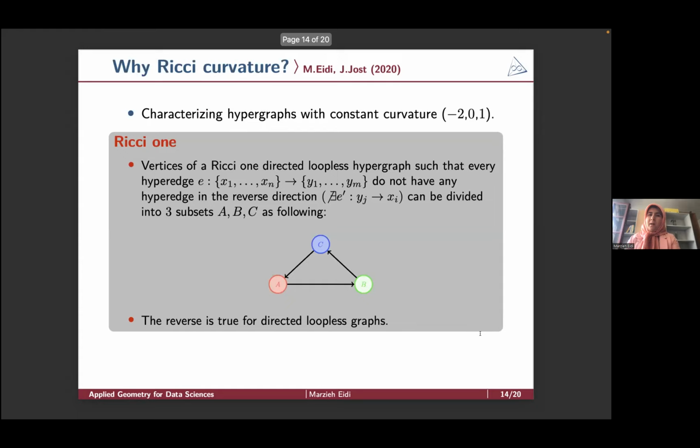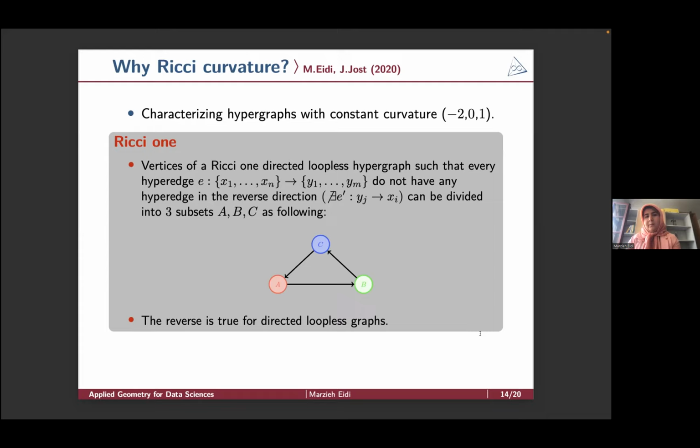And in the next part, I would like to talk a bit about why we are using Ricci curvature. So one of the main results of this notion is that we can characterize hypergraphs that have constant curvature. By constant curvature, I mean those hypergraphs where the curvature of all of the hyperedges, independent of the number of vertices and hyperedges, is minus 2, 0, or 1. So all of the hyperedges have curvature minus 2, or curvature 0, or curvature 1.